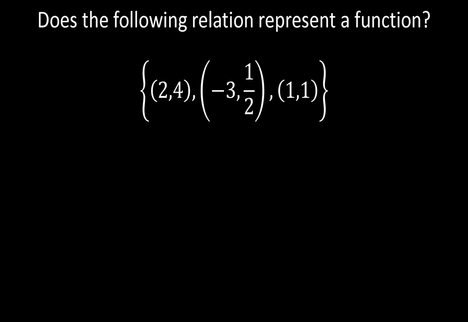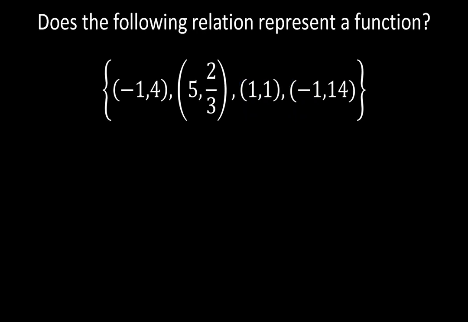And now let's check our last ordered pair. This ordered pair shows us that an input of 1 is paired with an output of 1. Again, in our first and second ordered pairs, we see that neither of those contain an input of 1 paired with a number other than 1. So because 2, -3, and 1, the inputs in our relation, are only paired with 4, 1/2, and 1 respectively, and aren't paired with any other numbers, then this does represent a function.